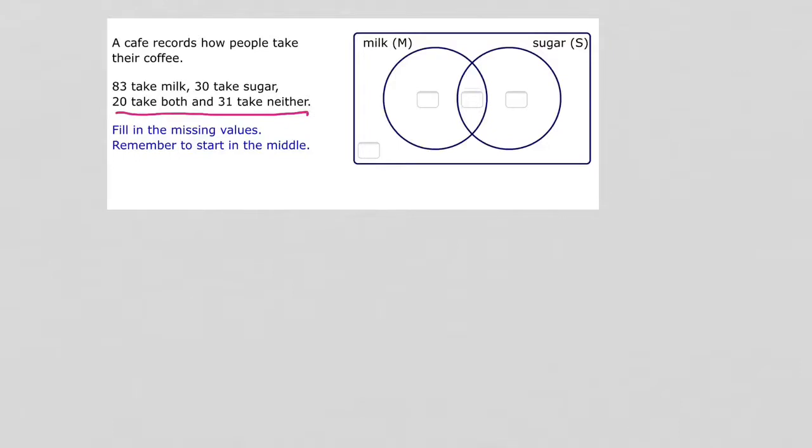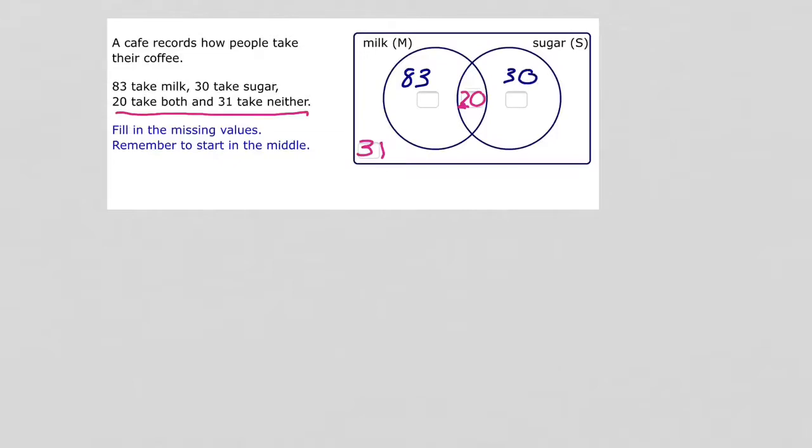31 people take neither, so 31 goes in there. That's outside the circles for milk and sugar. 20 take both. Remember, both and is the intersection of the two. So milk and sugar there is 20. Now a common mistake would be to put 83 in there and 30 in there.